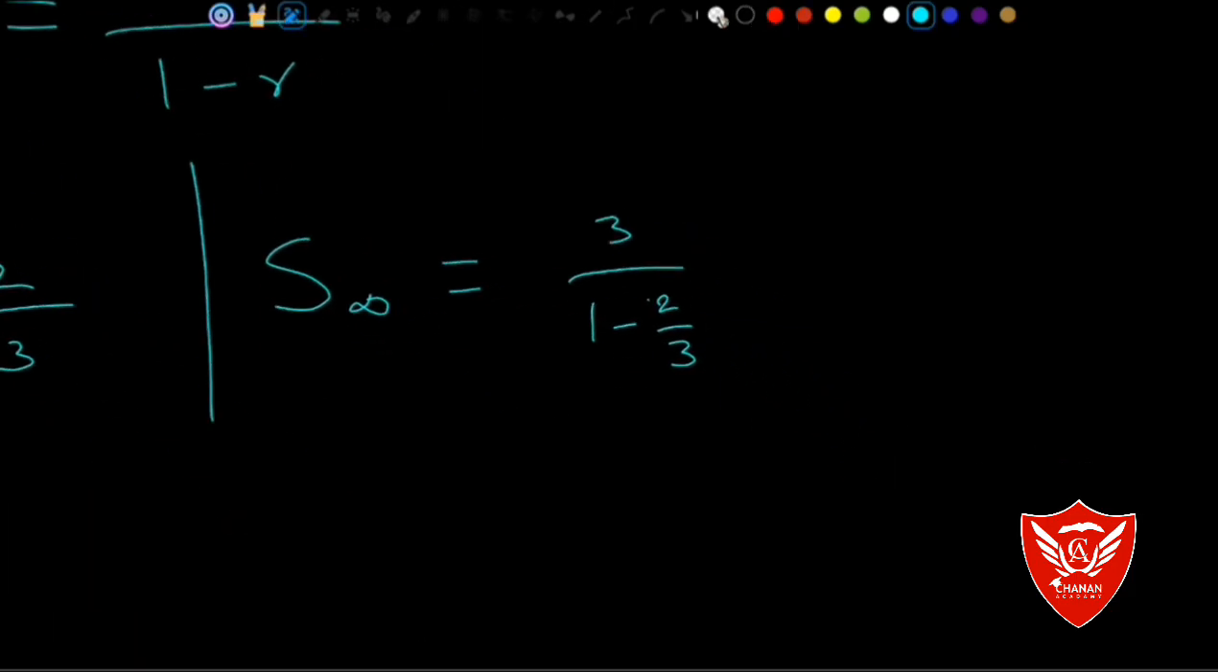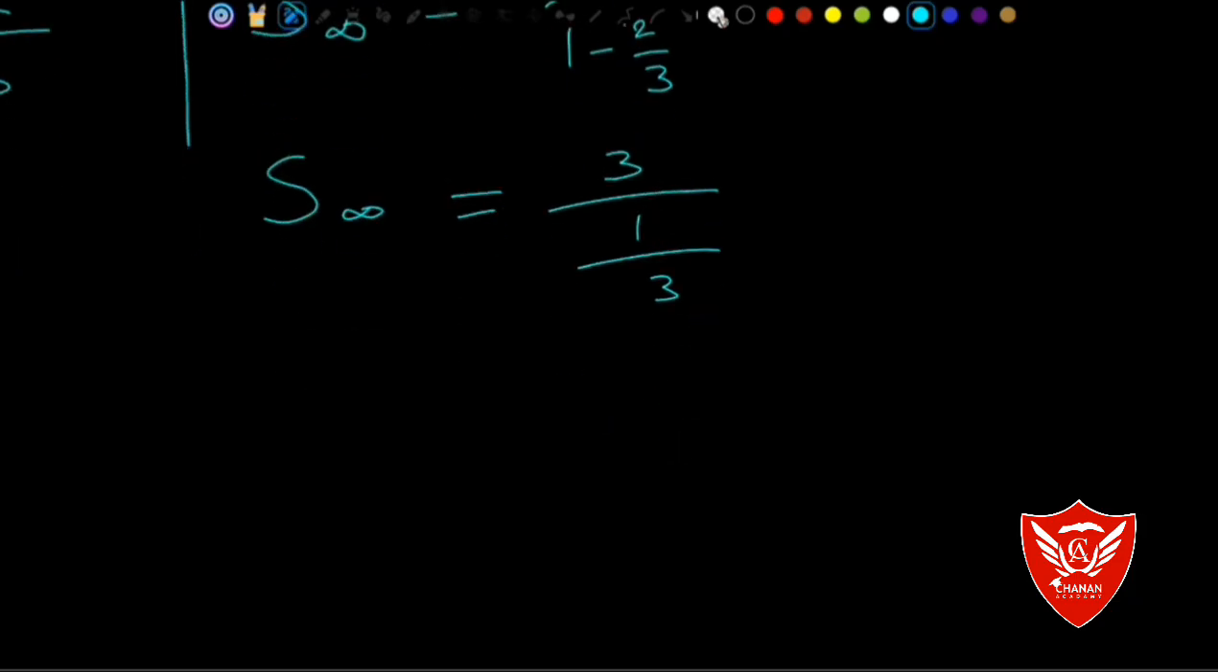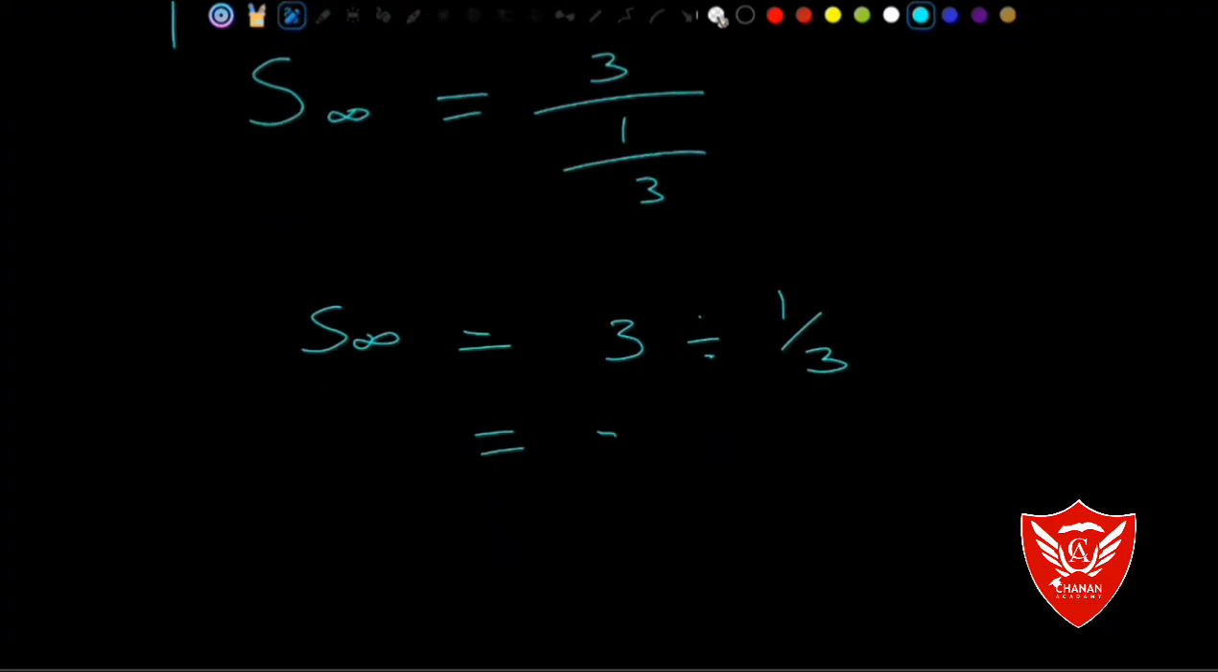Now we're going to have the sum to infinity equal to 3 over 1 minus 2 over 3, which is going to give us 1 over 3. So this is then equal to 3 multiplied by 3, which is going to give us 9. So the sum to infinity is equal to 9. This is our answer. So let's take one more example.